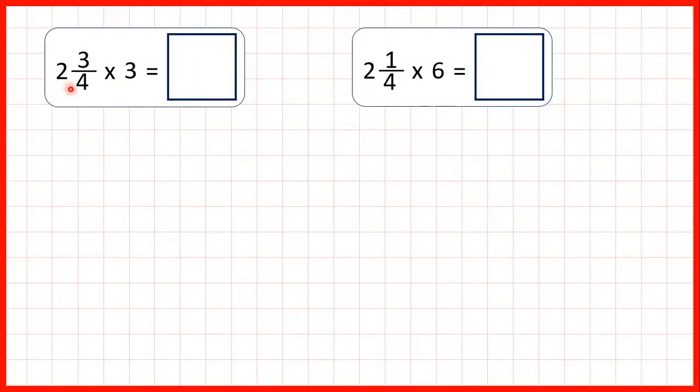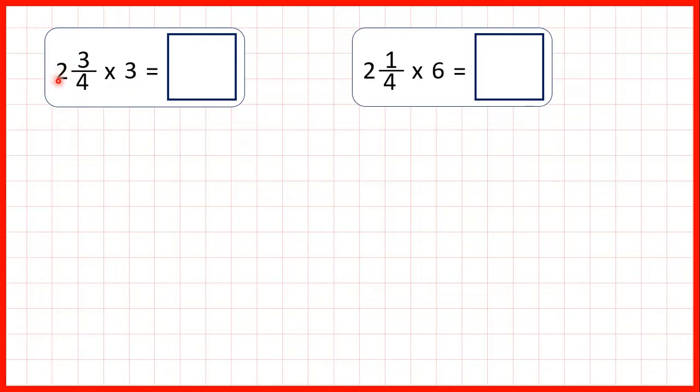Now let's multiply a mixed number by a whole number. So we have 2 3/4 times 3. Now the way I like to do this is to look at the mixed number and first multiply the whole number part of the mixed number, so work out 2 times 3, then multiply the fraction part of the mixed number, so work out 3/4 times 3, and then add up the answers.